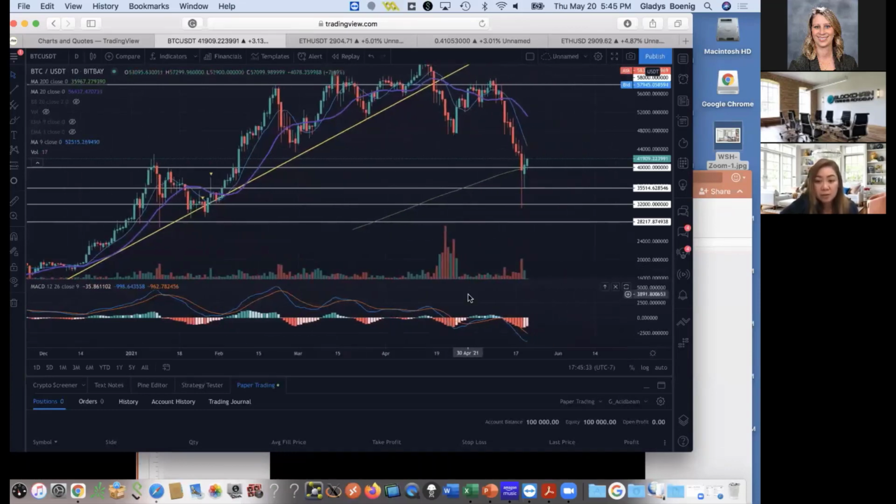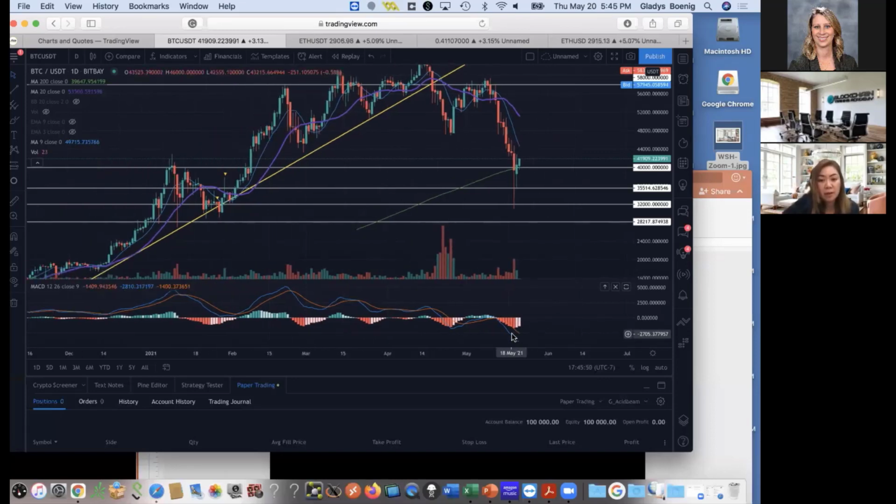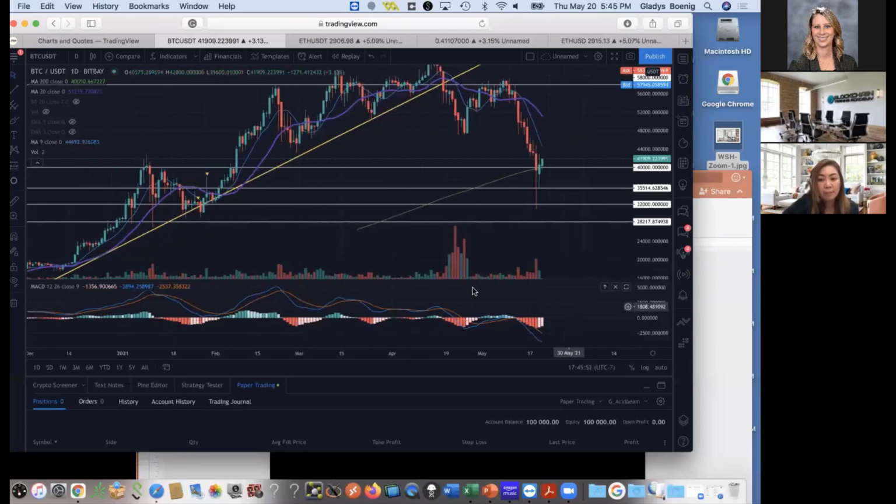And then recently, as you could see, it is going down, like it's not reversing yet. So the red line is still on top of the blue line. So we're still in the bearish sentiment. Okay, so that is how to use the MACD.